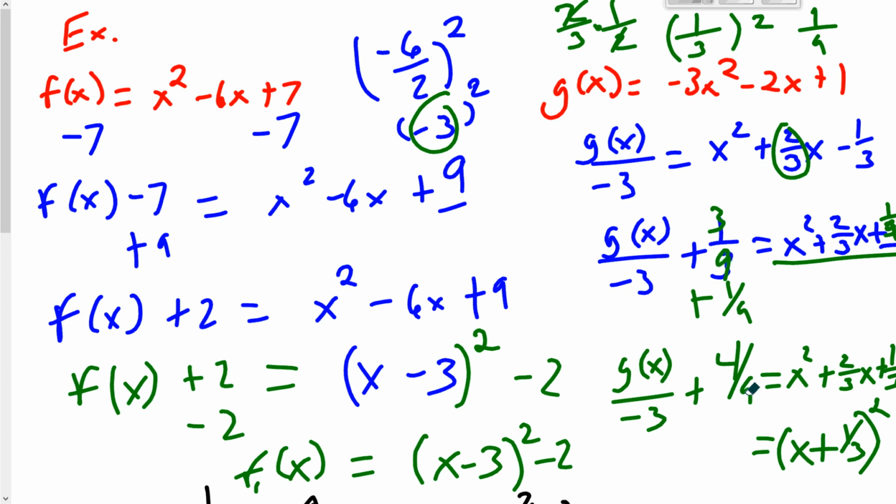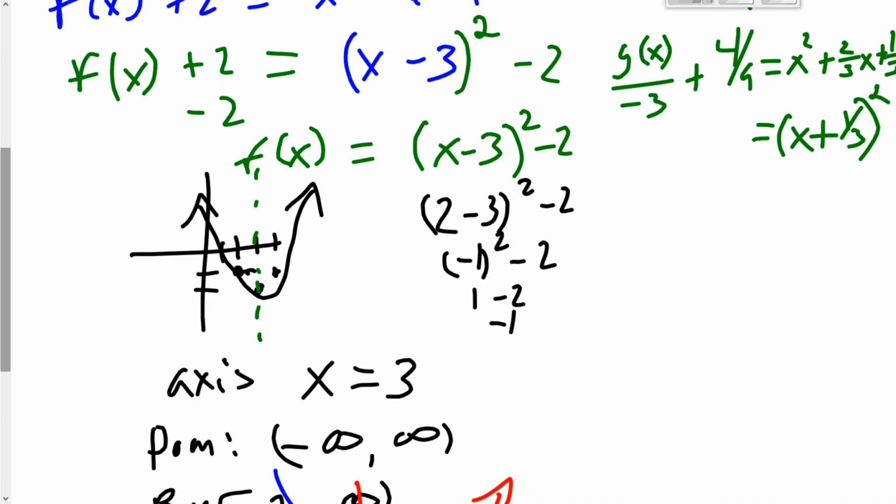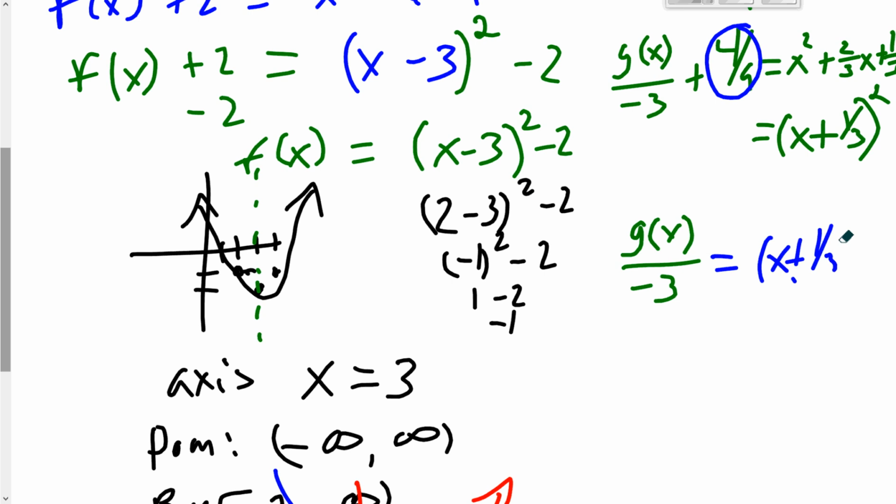Okay, so now I can go ahead and combine those. Now we can move that c over to the other side. So let's scroll down here a little bit, get some room. So we have g of x over negative 3. We're going to move this 4/9 to the other side by subtracting. So we're going to subtract 4/9. Now we're going to multiply by negative 3 on both sides.